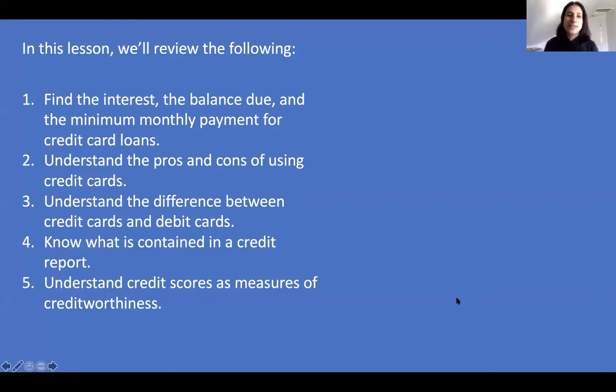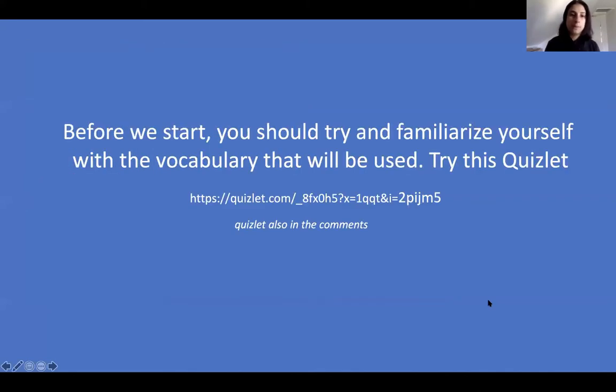So this new lesson is on credit cards and understanding credit reports and credit scores. In this lesson, we'll review the following: looking at interest, balance due, minimum monthly payment for credit card loans, pros and cons of using credit cards, understanding the difference between credit and debit, knowing what's contained in a credit report, and understanding credit scores as measures of creditworthiness.